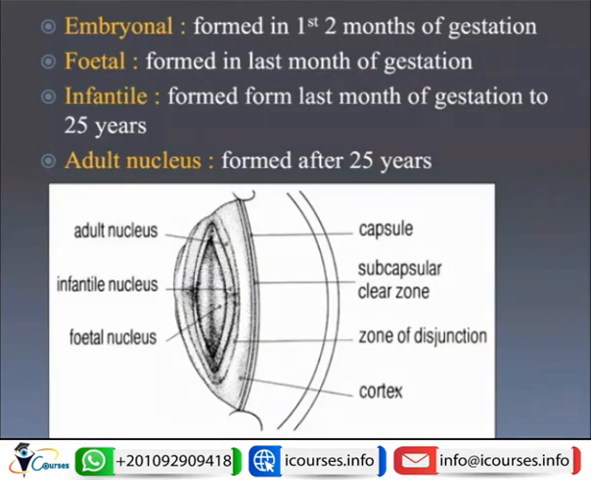As we mentioned, the lens continues to grow over life. So the first lens to be formed in the embryonic life is called the embryonal nucleus. The embryonal nucleus is formed in the first 2 months of gestation, and later on it is covered by the fetal nucleus, which is formed from the second month till the last month of gestation. Then new fibers are laid down over the fetal nucleus to form the infantile nucleus, which continues to grow till 25 years old, followed finally by the adult nucleus, which is formed after 25 years old.